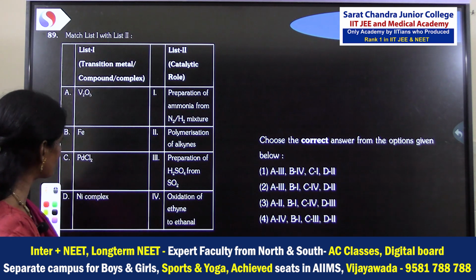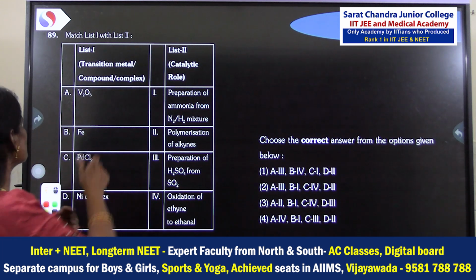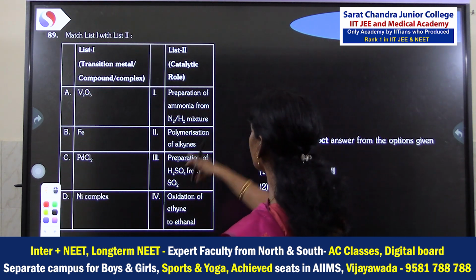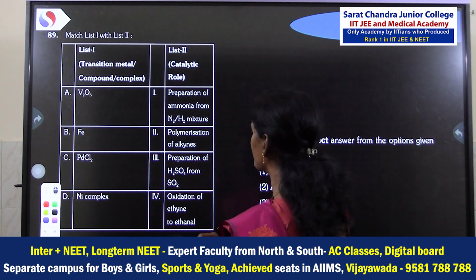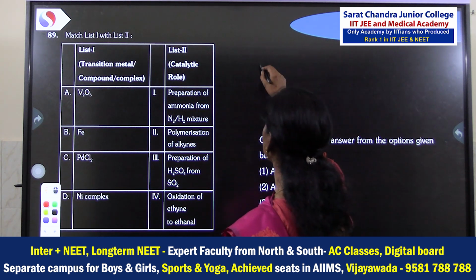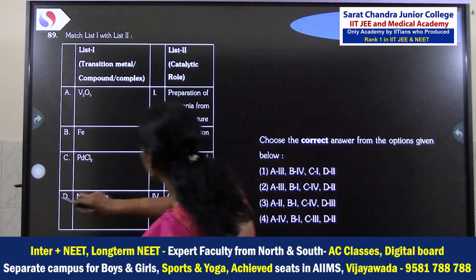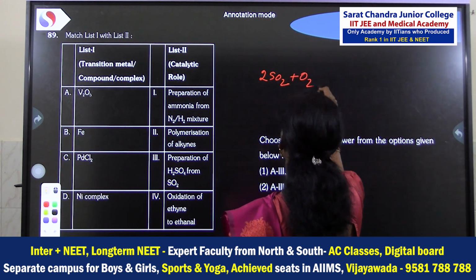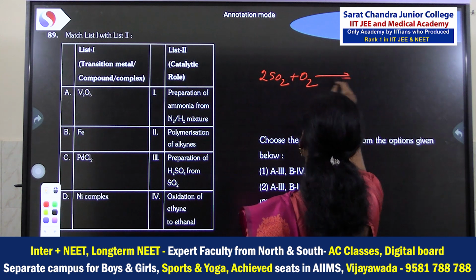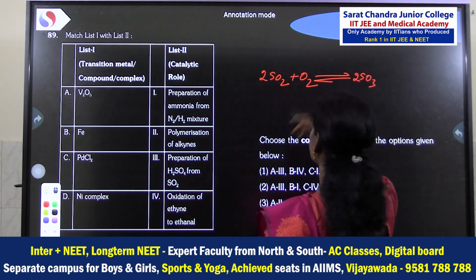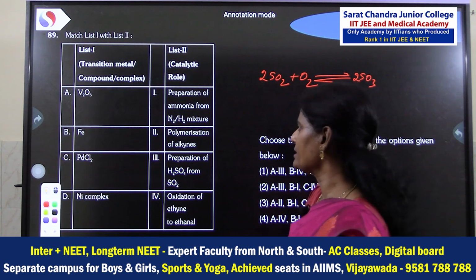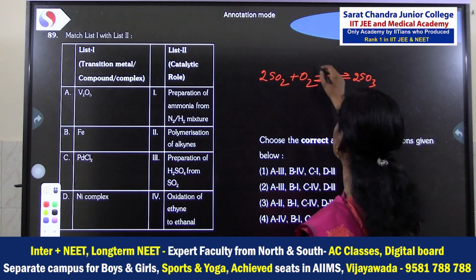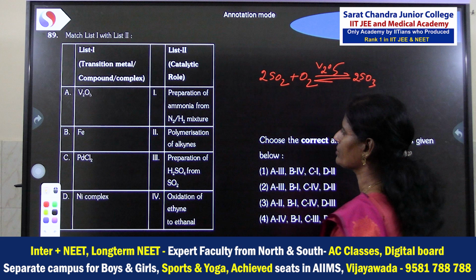Oxidation of ethyne to ethanol is known as the Wacker process. So for which reaction is V2O5 used as catalyst? V2O5 is used as catalyst for the preparation of sulfuric acid from sulfur dioxide. During the conversion of sulfur dioxide to sulfur trioxide, 2SO2 plus O2 gives rise to 2SO3. It is the key step in the manufacture of sulfuric acid in the contact process. During this conversion, vanadium pentoxide catalyst is used.